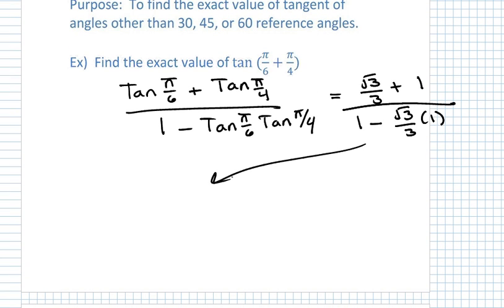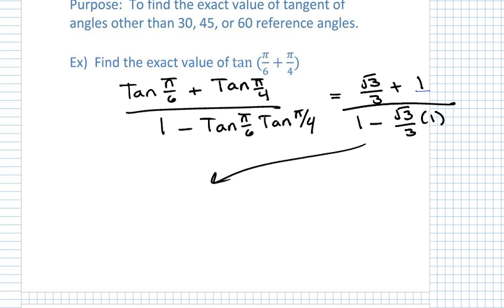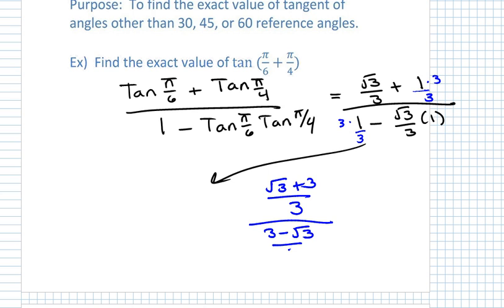So let's bring it down here. Now remember, in order to combine these, you have to get a common denominator. So here the common denominator would be 3. On the top, you have the square root of 3 plus 3 all over 3. And on the bottom, with a common denominator of 3, it'd be 3 minus the square root of 3 over 3.